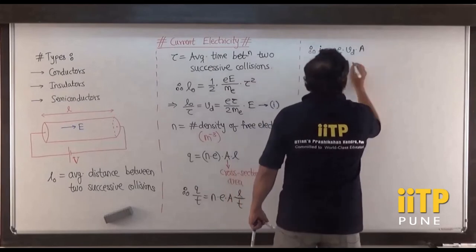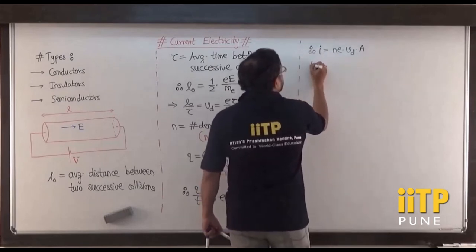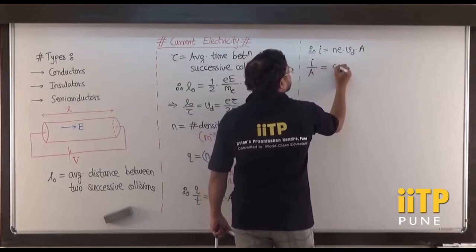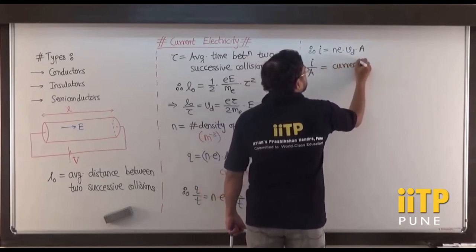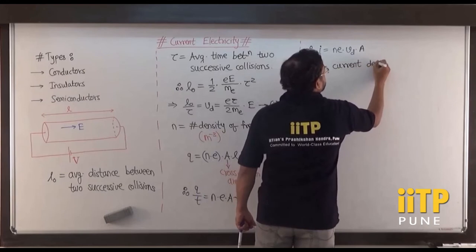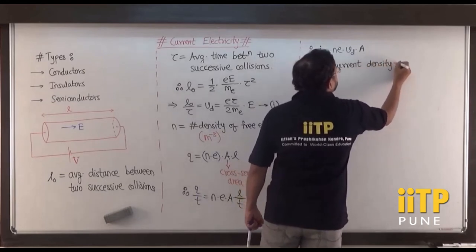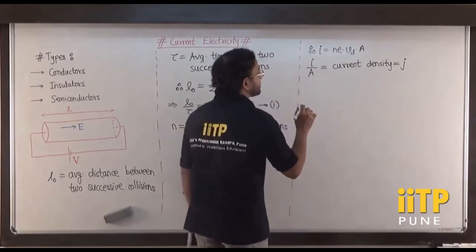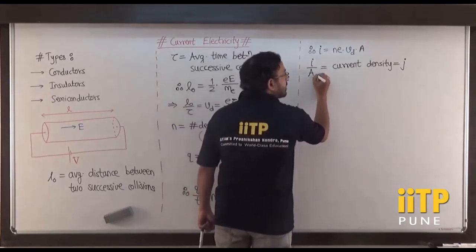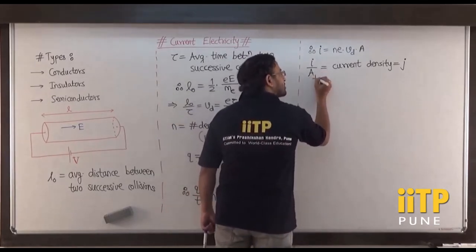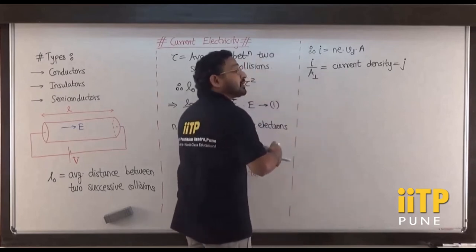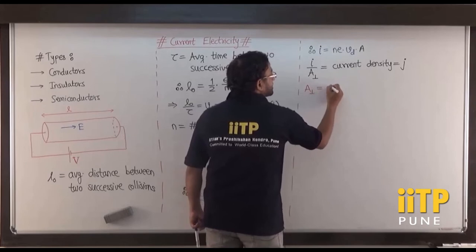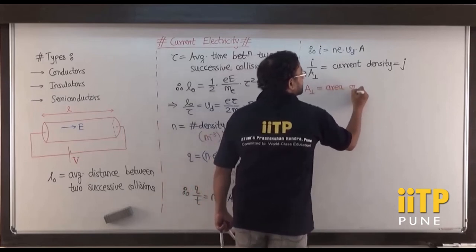Then we define another quantity I divided by A, and that is defined as current density, which is current per unit area, and that current density is denoted by letter J. Just one thing though, we must understand which area do we take. We take the area of cross section of the conductor perpendicular to the flow of current. So A perpendicular is always this.